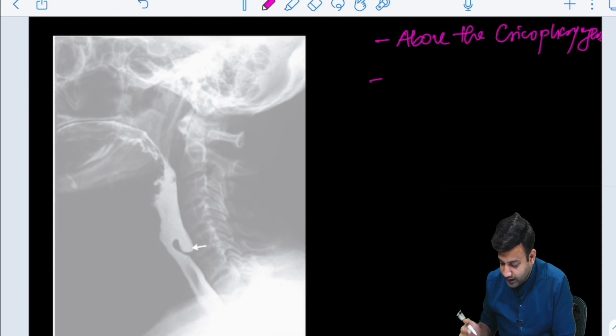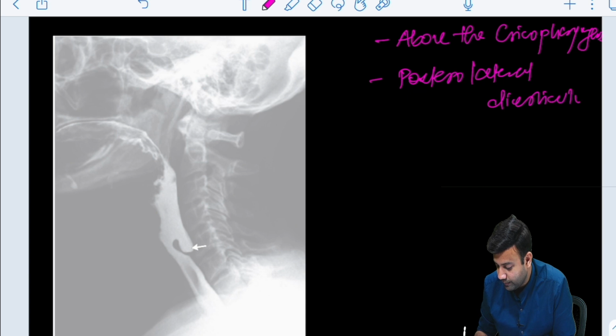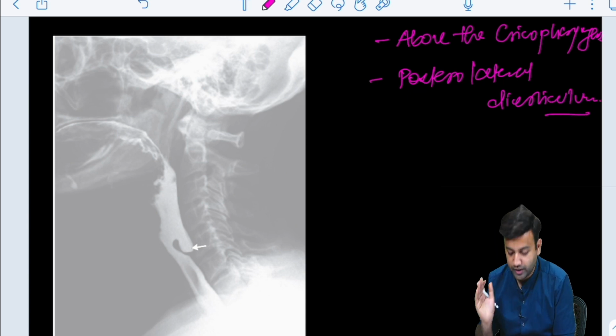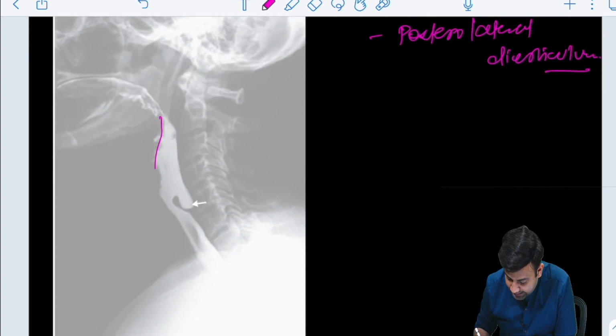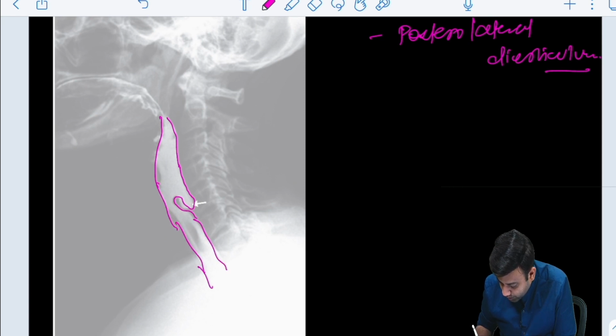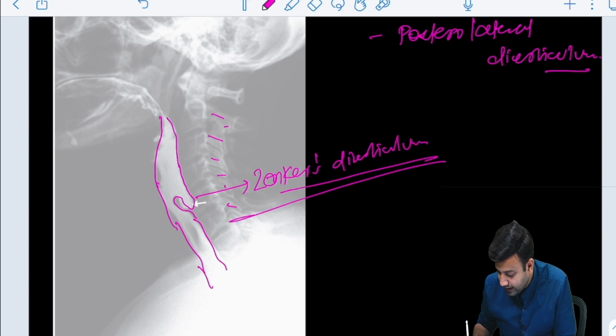Second, Zenker's diverticulum is a posterolateral, posterior diverticulum. There are anterior diverticula in the esophagus also, so we need to know. In this barium swallow image, we can see a diverticulum coming out posteriorly, and this is Zenker's diverticulum. This is the vertebra, this is the posterior side. What are the clinical features of Zenker's diverticulum?